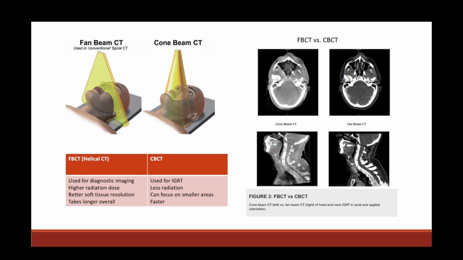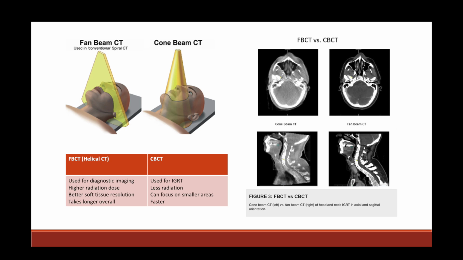In the modern era, what we will often acquire for IGRT is what we call a cone beam CT. So when we think about a diagnostic CT, it's typically a spiral CT or a helical CT or a fan beam CT. What that means is when we are circling the CT scanner around a patient, we're just acquiring an image of a very thin section at a time. It's used for diagnostic images. It does yield a higher radiation dose, but it gives us a better soft tissue resolution.